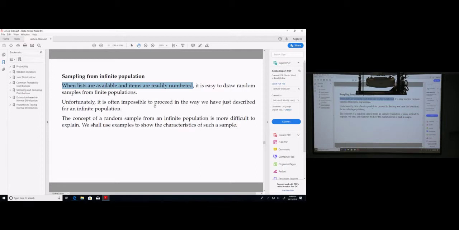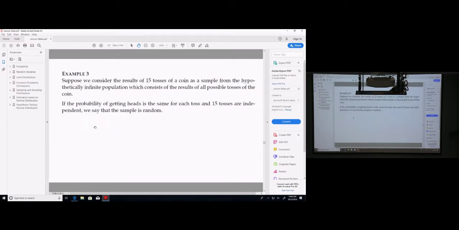Unfortunately, it is often impossible to proceed the way we have just described for infinite populations, or when the list is not available. All right, the concept of random sampling from an infinite population is more difficult to explain, so we shall use examples to show the characteristics of such a sample. Suppose we consider the results of 15 tosses of a coin as a sample from a hypothetical infinite population, which consists of the results of all possible tosses of the coin.